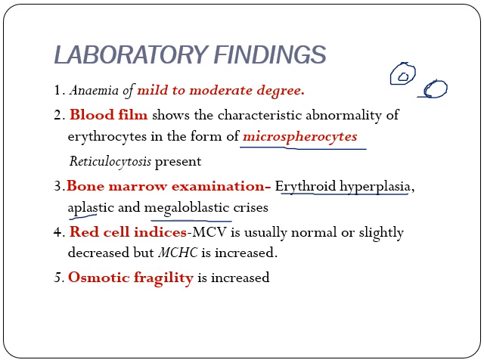Now talking about red cell indices, MCV is usually normal or slightly reduced, but MCHC is increased, that is mean corpuscular hemoglobin concentration is increased. Osmotic fragility is increased. Now a bit about osmotic fragility.